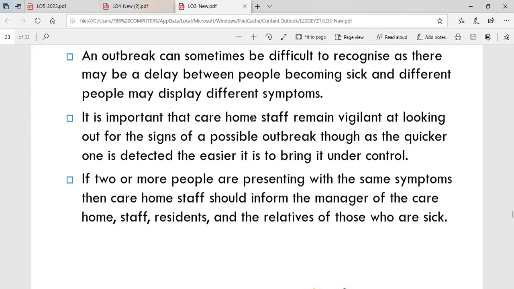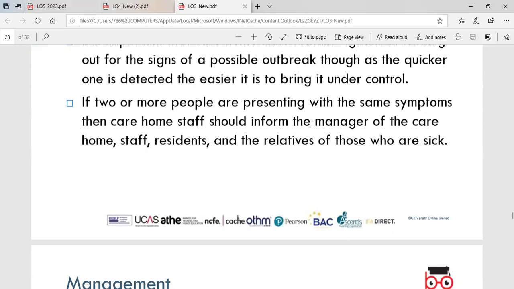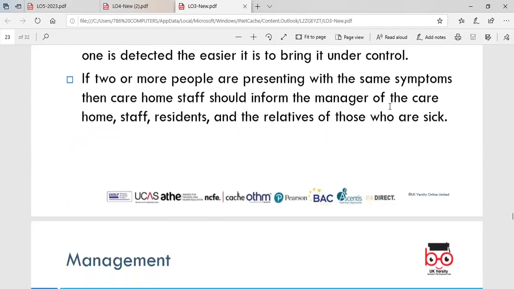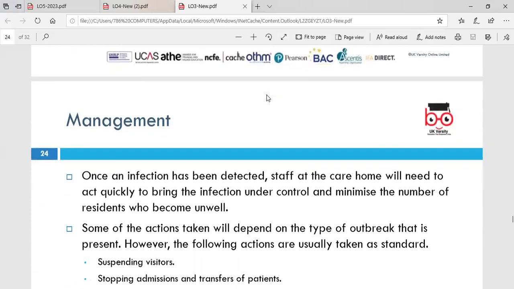It is important that care home staff remain vigilant, looking out for signs of a possible outbreak as quickly as possible so that it's brought under control. If two or more people are presenting with the same symptoms, then care home staff should inform the manager of the care home, staff, residents, and the relatives of those who are sick.